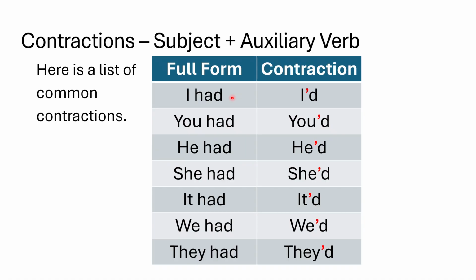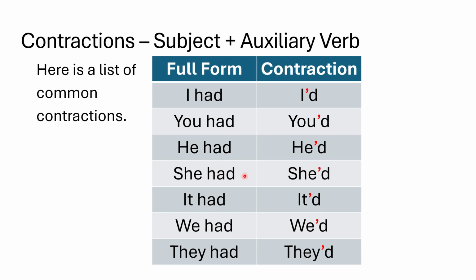I had. I'd. Notice the apostrophe replaces the missing letters H and A. You had. You'd. Notice the apostrophe replaces the missing letters H and A. He had. He'd. Notice the apostrophe replaces the missing letters H and A.